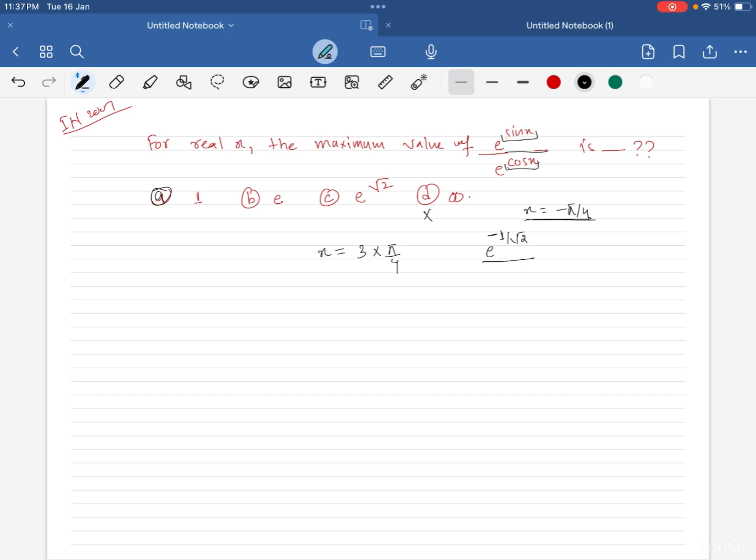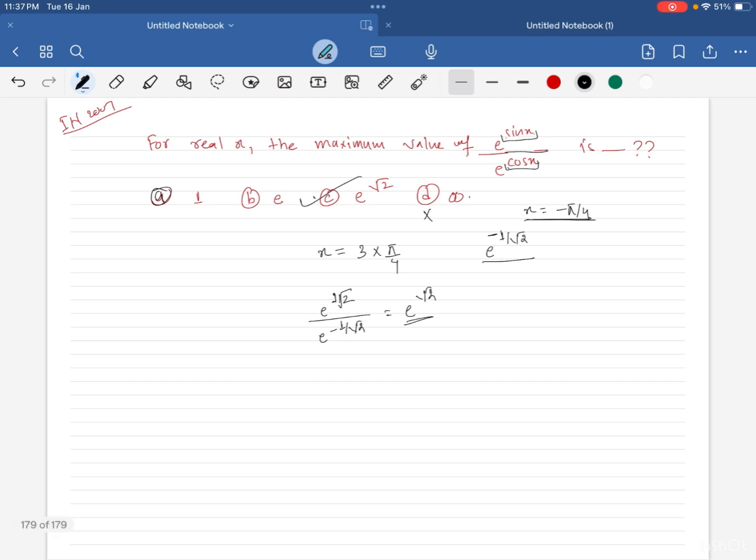So at this value, their sine value would be e to the power 1 by root 2, right? And cos would be minus 1 divided by root 2. So that will give you, so this is the answer you will get, right? It will be root 2.